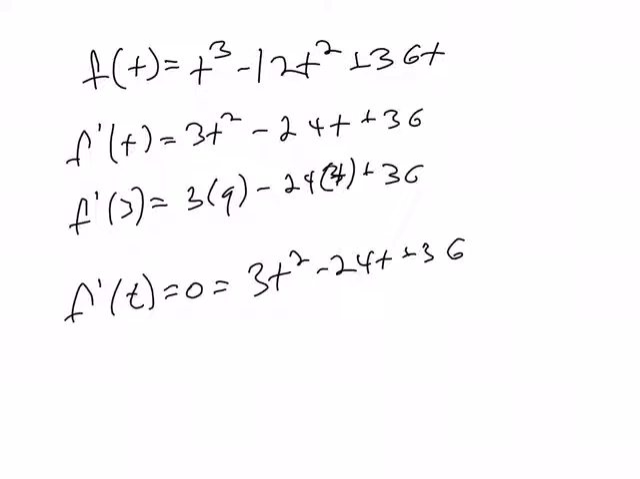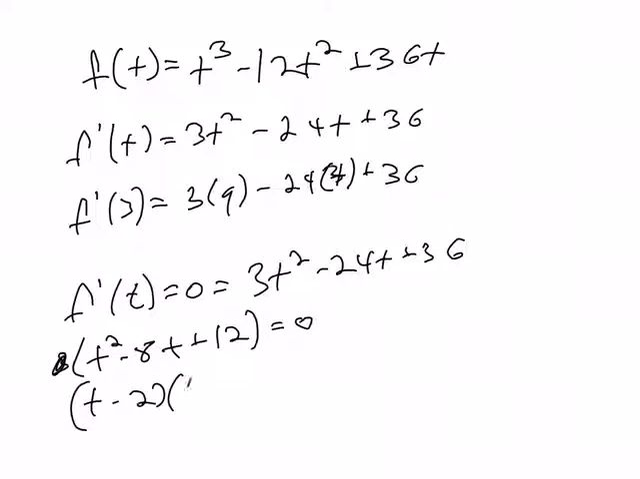So first we can take out a 3, so we get 3 times t squared minus 8t plus 12 is equal to 0. And now we want something that multiplies to 12 and adds to 8, which would be negative 2 and negative 6. So this is going to be t minus 2 and t minus 6 is equal to 0, right? Since 2 plus 6 is 8, and 2 times 6 is 12.